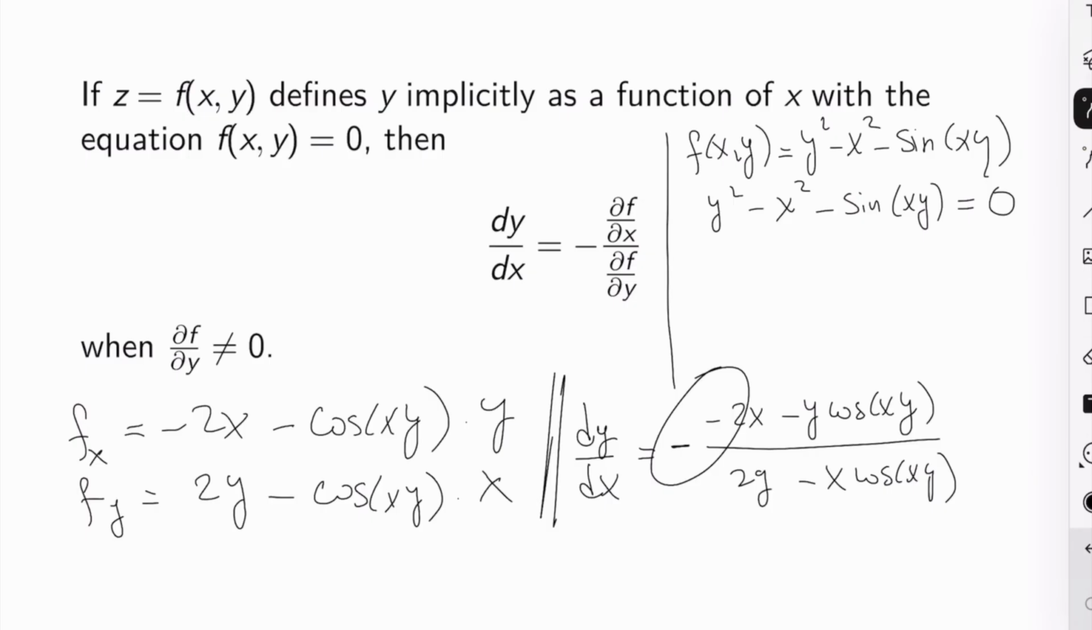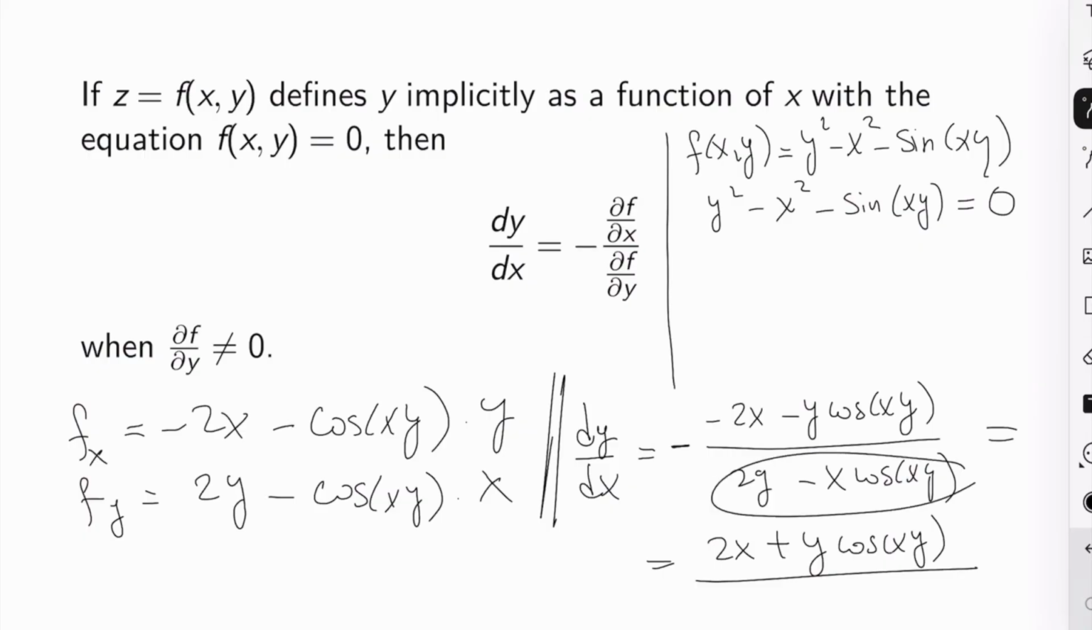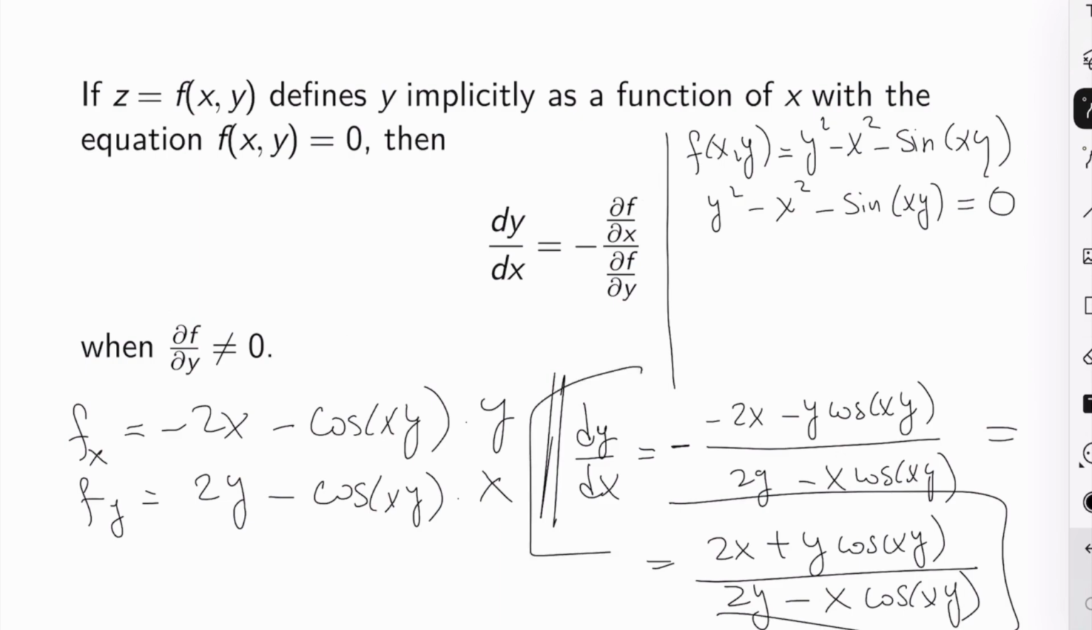Let's do the multiplication. The multiplication of this minus by all the signs in the numerator, and the final result here will be 2x plus y cosine of xy, divided by, and the denominator stays as it is, 2y minus x cosine of xy. So this will be the derivative of y, even though we don't know what y looks like explicitly.